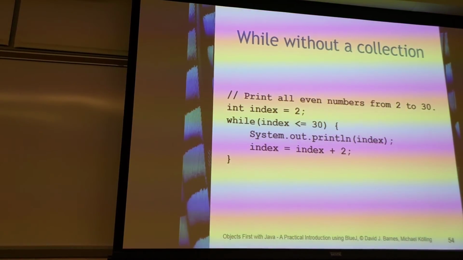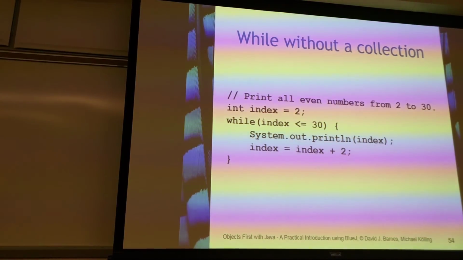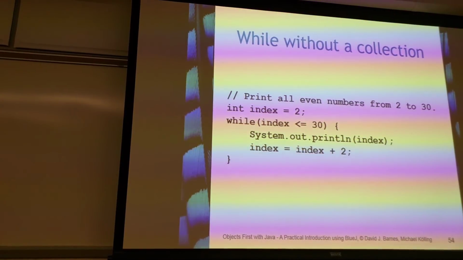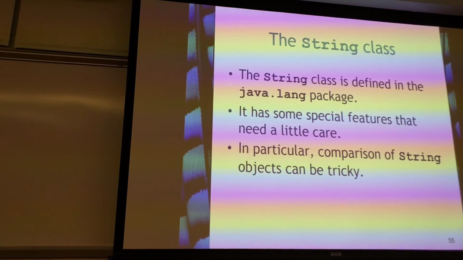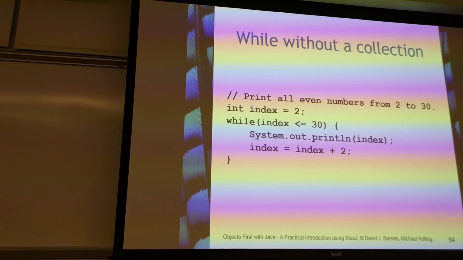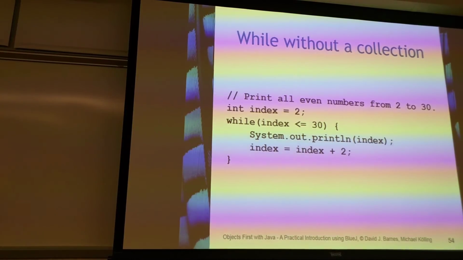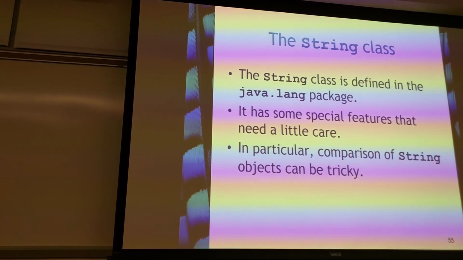You can use a while loop without a collection. This is just printing all the even numbers. So while index is less than or equal to 30, print out the number and then increment by 2. So that's kind of it with a while loop. Any questions? There should be no surprises here.